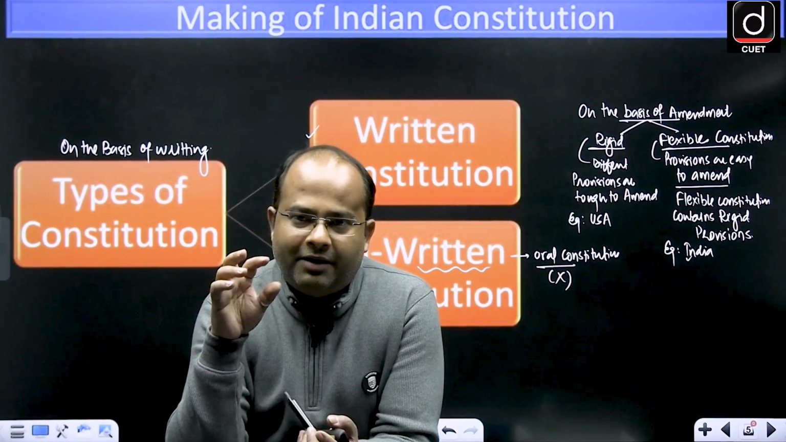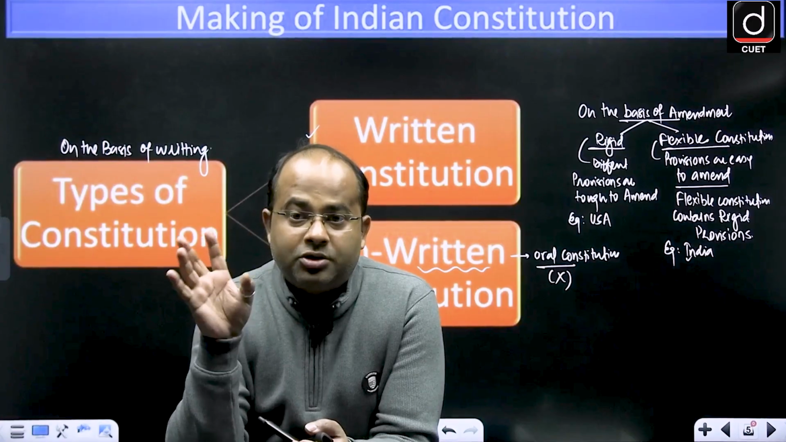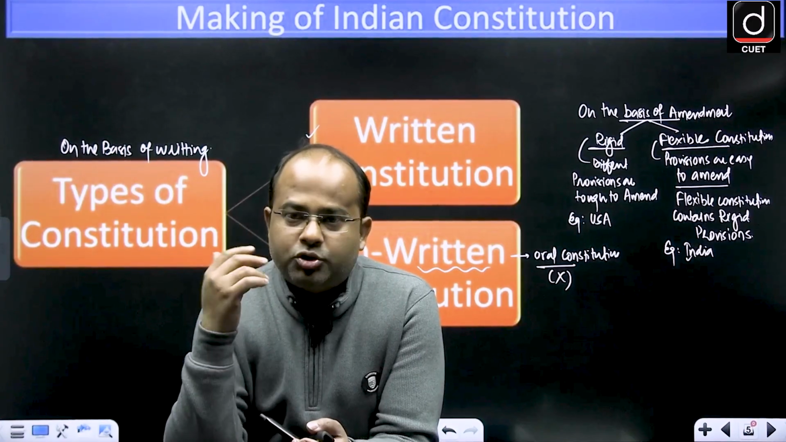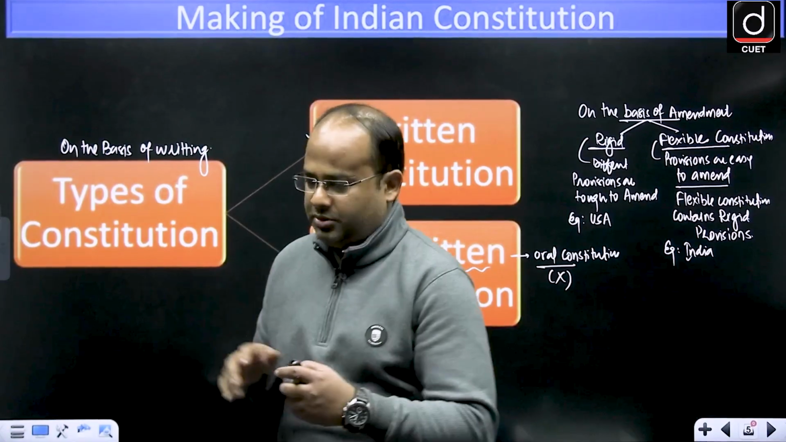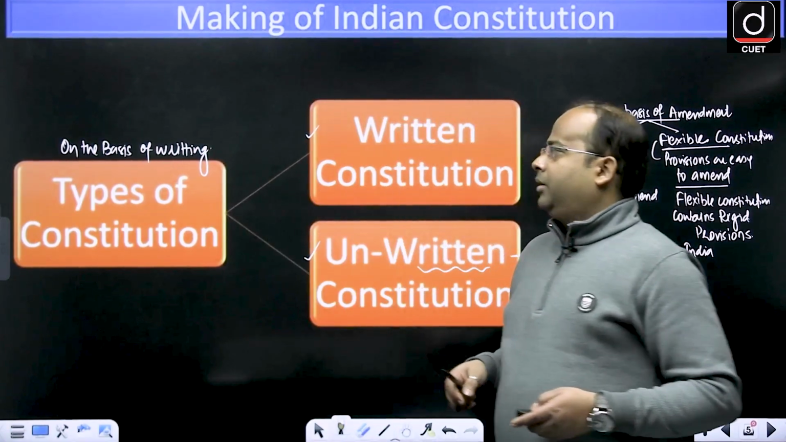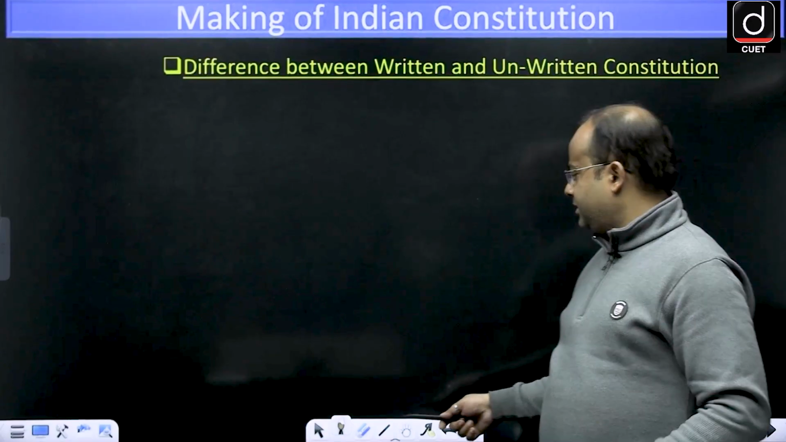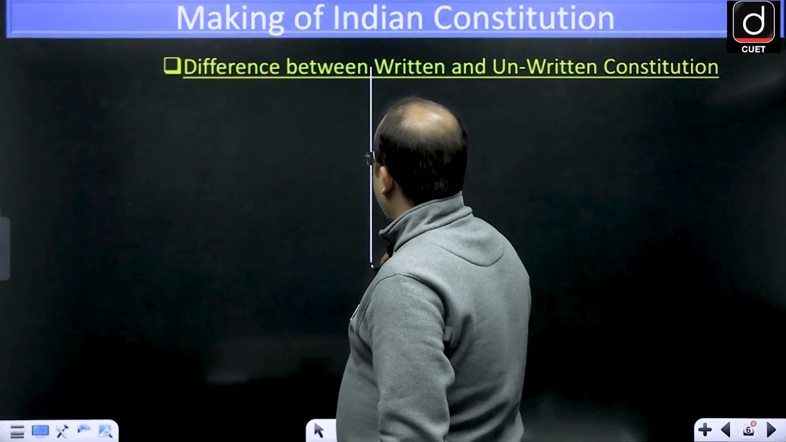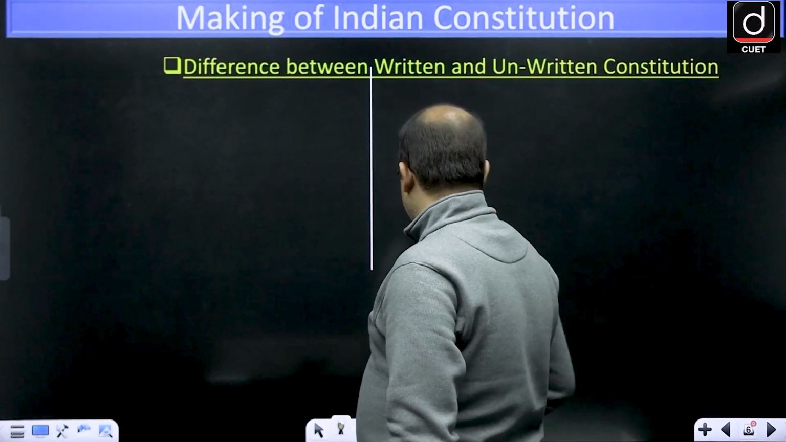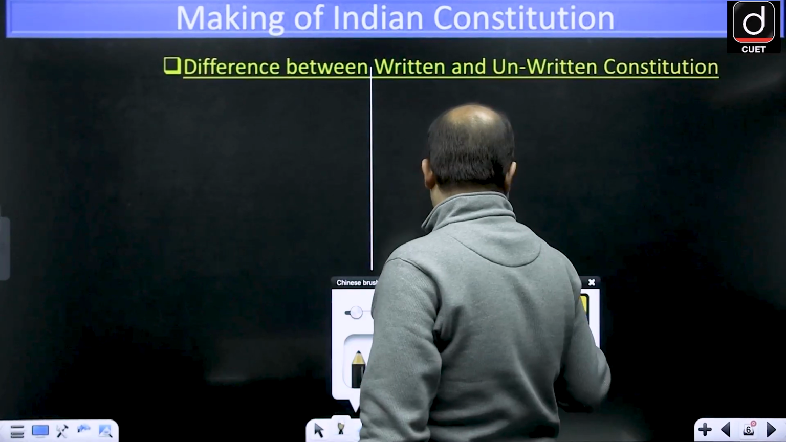So generally we have written and unwritten. Unwritten does not mean oral at all, because oral constitution cannot be framed. This is next to impossible. Next, now let's discuss what is the difference between written constitution and unwritten constitution.